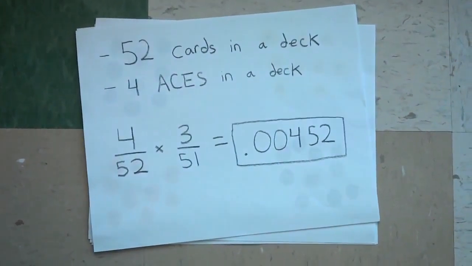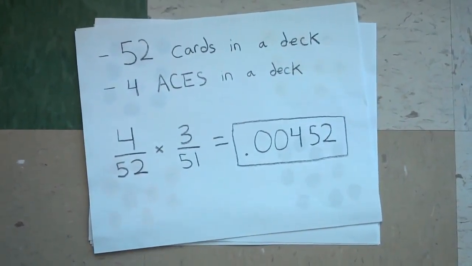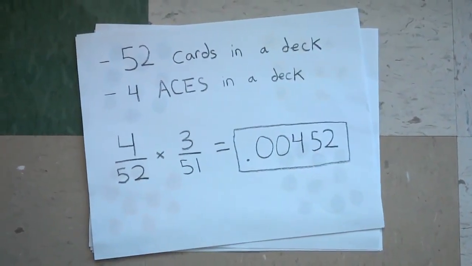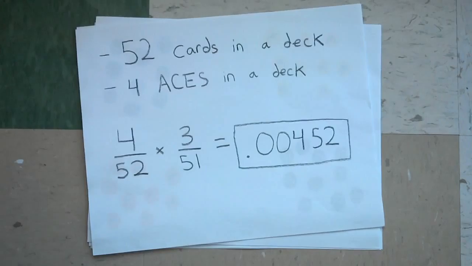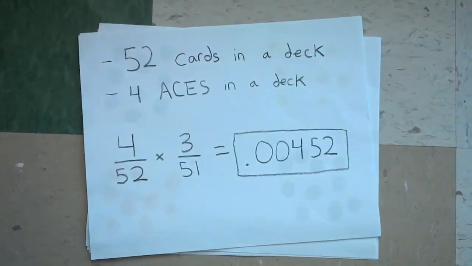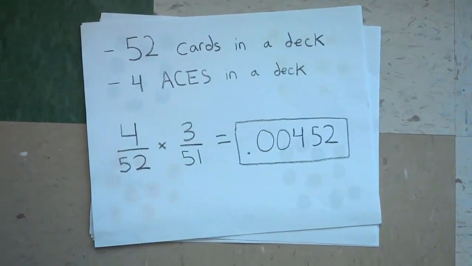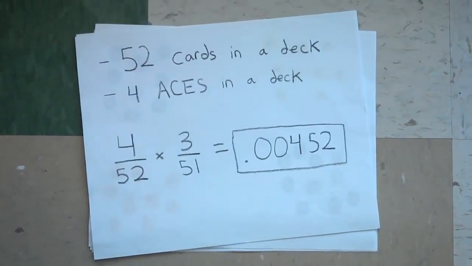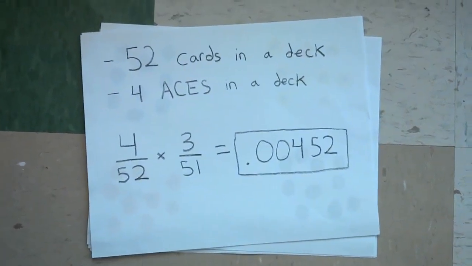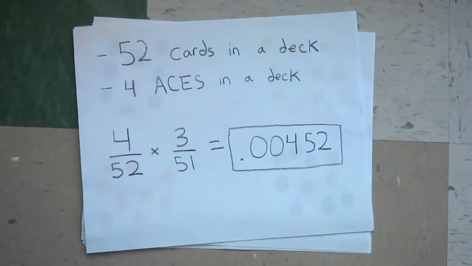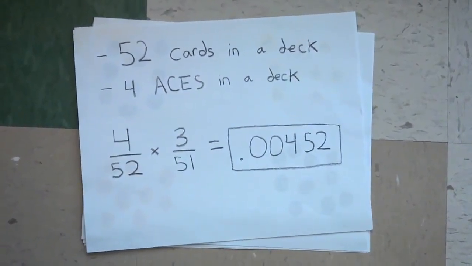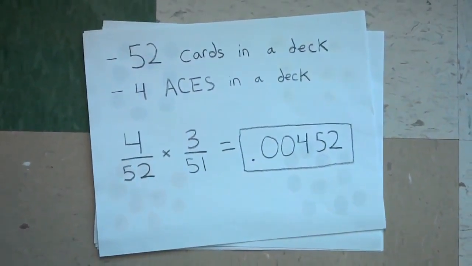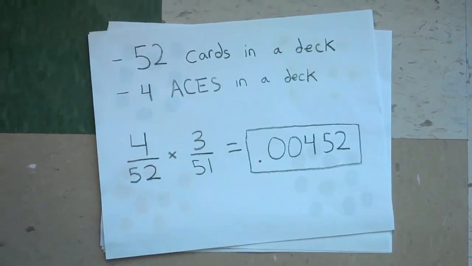Now, to find the probability, you multiply 4 divided by 52 times 3 divided by 51, which gives you 0.00452. This means you have less than 1% chance of drawing 2 aces in a row. This is very similar to the multiplication rule for independent events, except to be independent in this example, you must replace the first ace drawn. This rule is on page 331 of your textbook.